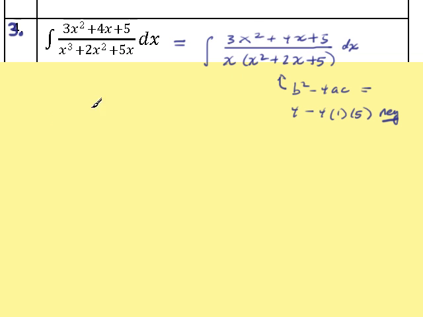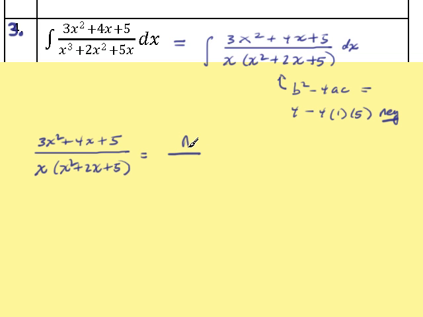All right, so let's break this up. So we have (3x squared plus 4x plus 5) over x times (x squared plus 2x plus 5) equal to a over x plus (bx plus c) over (x squared plus 2x plus 5). All right, and now multiply both sides by the denominator.